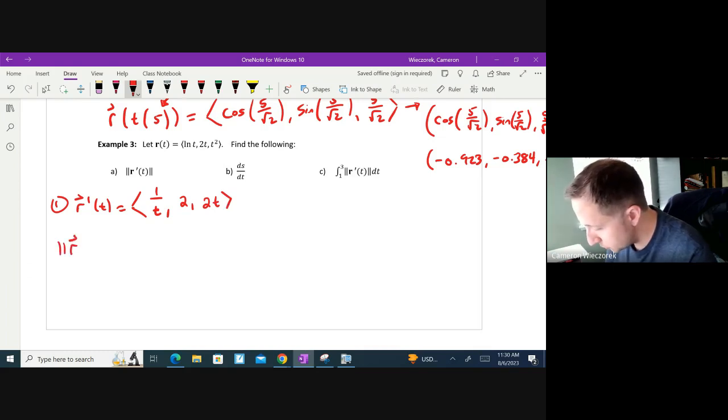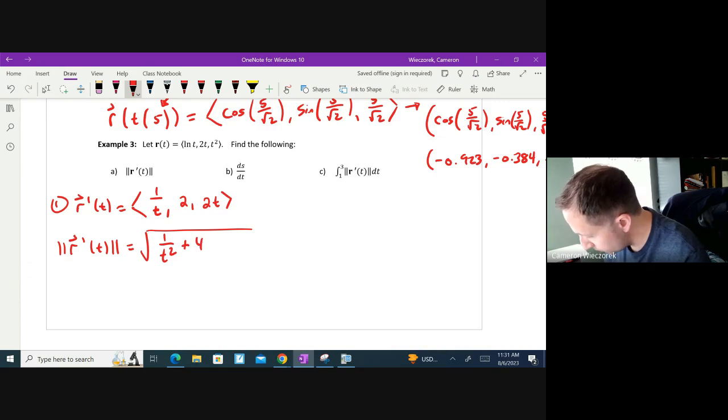Taking the magnitude of r prime of t, I would get the square root of 1 over t squared plus 4 plus 4t squared.